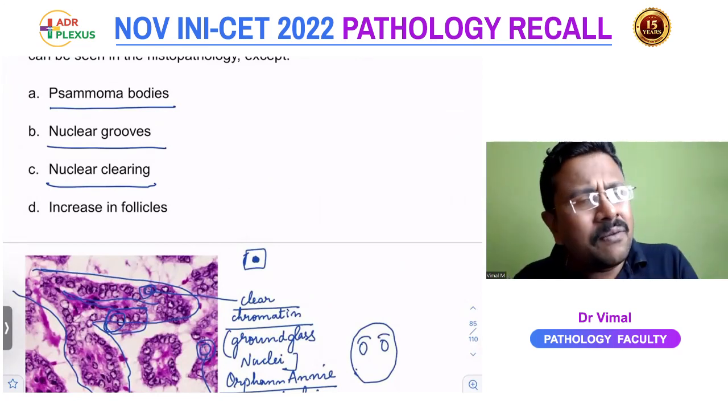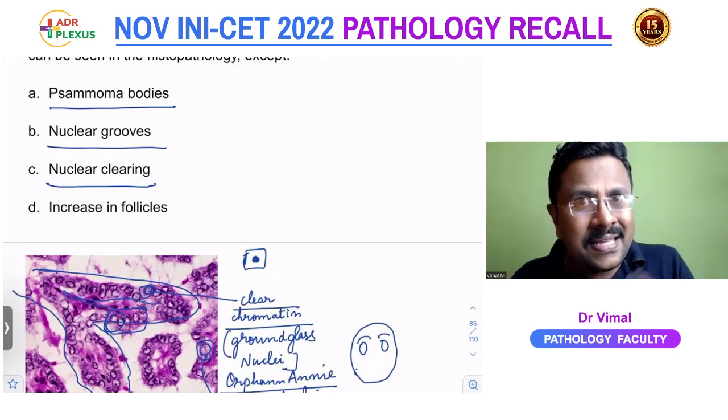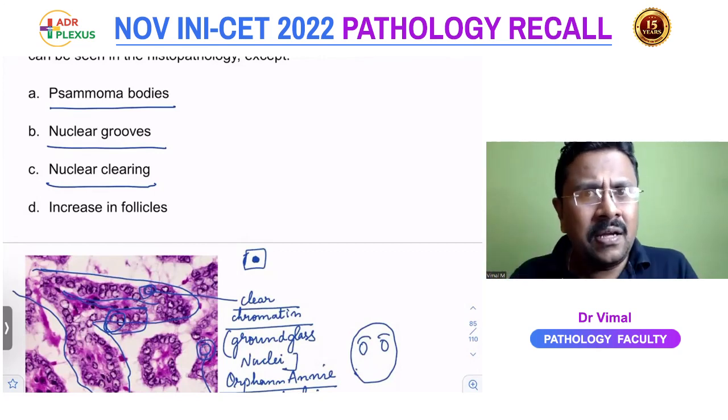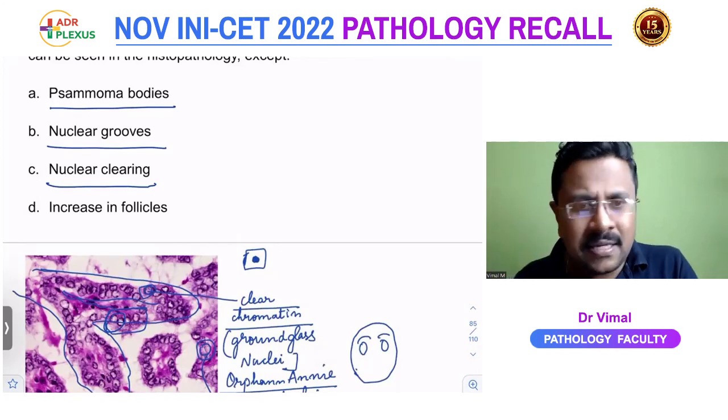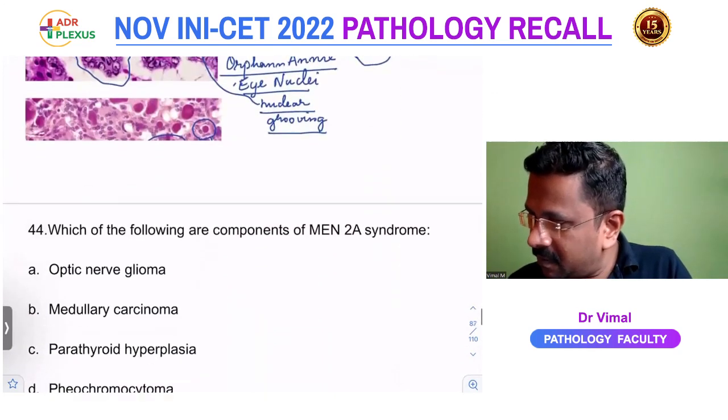The follicular pattern of papillary carcinoma is also one variant, but it is not like an increase in follicles. In papillary carcinoma, the predominant pattern is papillary. But here the option given is increase in follicles. So this will be the wrong option, which we have to choose in this case.